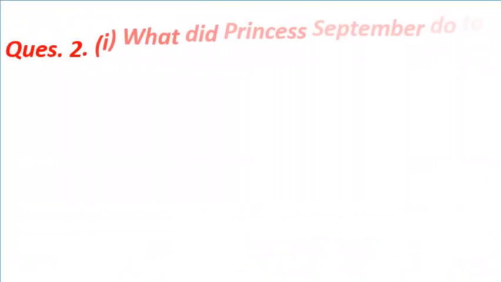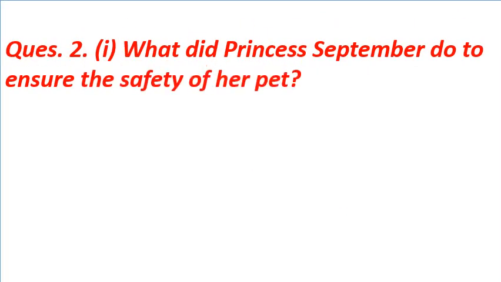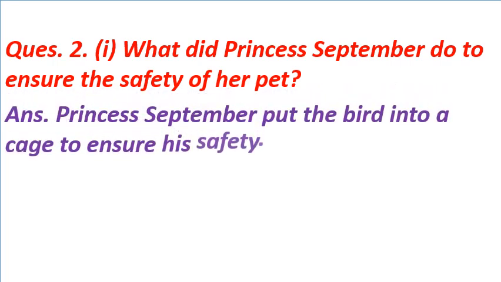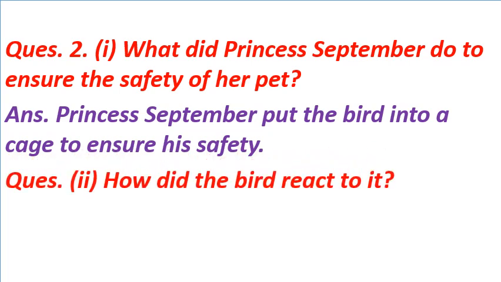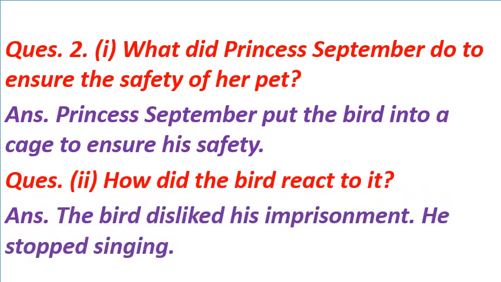Question number 2, part 1: What did Princess September do to ensure the safety of her pet? The answer is: Princess September put the bird into a cage to ensure his safety. Question number 2, part 2: How did the bird react to it? The answer is: the bird disliked his imprisonment. He stopped singing.